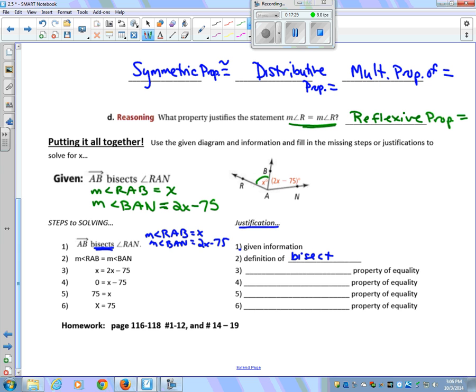Number 3, X equals 2X minus 75. Well, what changed from here to here? They changed the RAB to an X. Why could they do that? Because RAB equals X. So we just take one out, the other one in. Substitution.